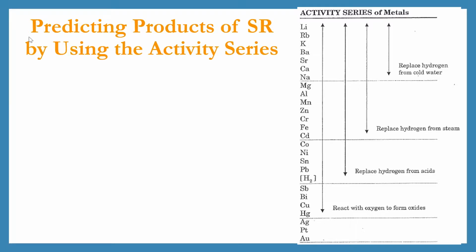Predicting products for a single replacement by using the activity series. So you have this chart. This will be given to you, and you can use it to determine what's going to happen when you mix a metal with a solution of some other metal. So up here, you'll notice we have the usual suspects of things that love to lose electrons and become ions. So sodium likes to become sodium plus one, and calcium, calcium plus two. These are things that want to happen. They're not very electronegative elements. They prefer to lose electrons pretty quickly to become plus one. They prefer to become ions and get into compounds.